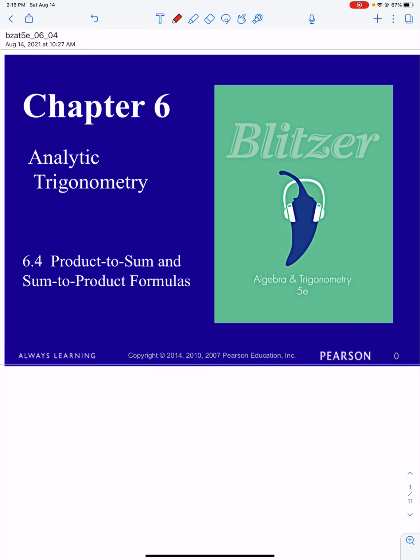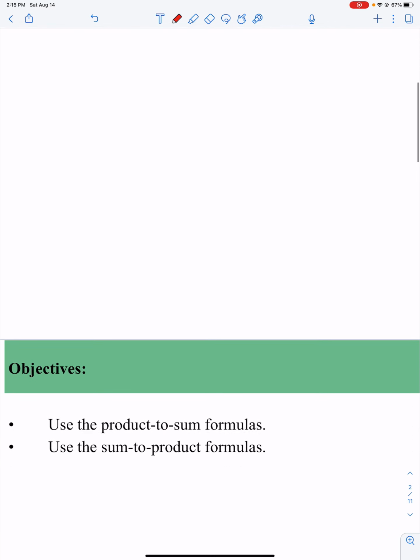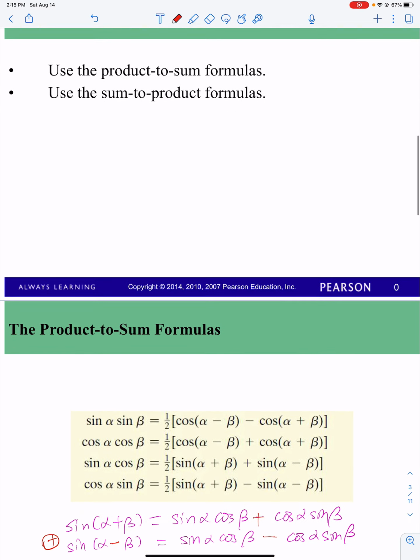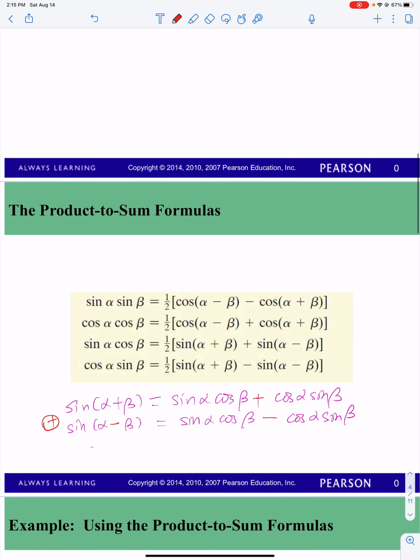Okay, so we continue to talk about two additional sets of formulas, product to sum and sum to product formulas. All these formulas come from where? They come from the sum and the difference formulas. First, the product to sum formulas.